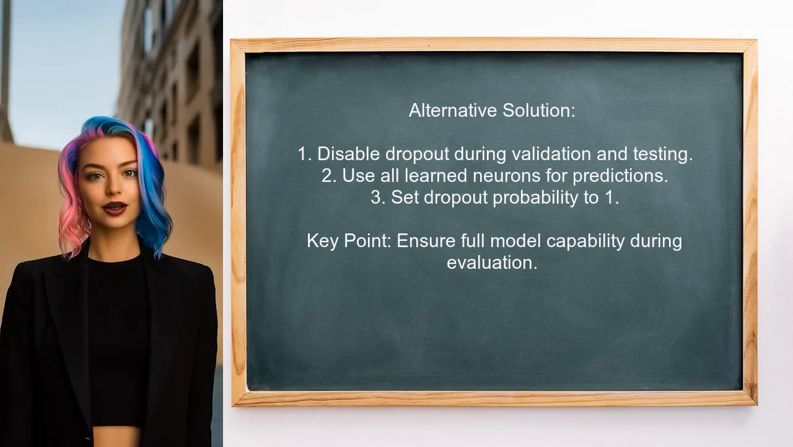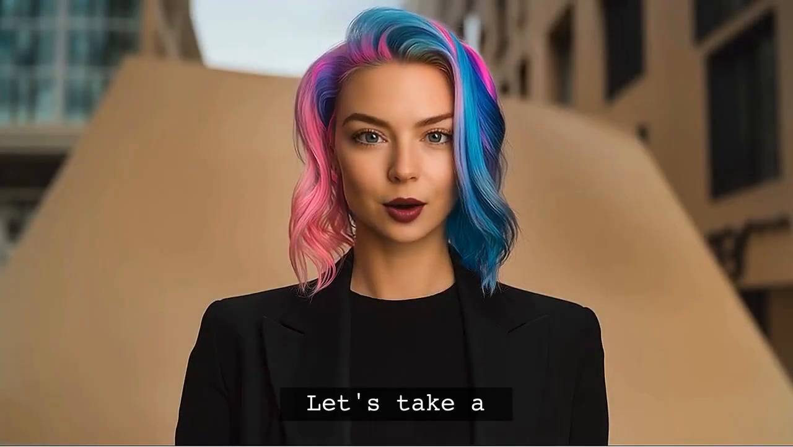One user explains that the main reason to disable dropout during validation and testing is to utilize the full capability of all learned neurons. When making predictions, you want to ensure that no neurons are randomly skipped, which is why the dropout probability is set to 1 during these stages. That's all on that answer. Let's take a look at another one.